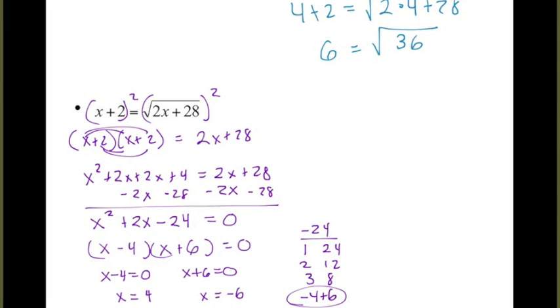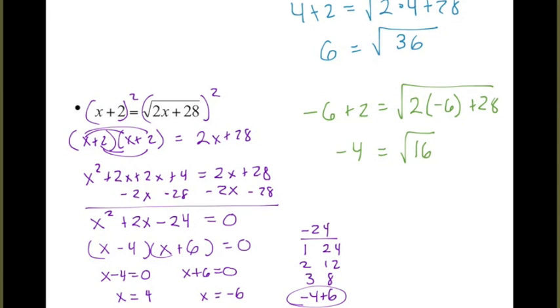If I try the other one, negative 6 plus 2 equals the square root of 2 times negative 6 plus 28. I get negative 4 equals the square root of negative 12 plus 28, which is 16. But the square root of 16 is not negative 4. The square root of 16 is 4. So that doesn't work out. So we get just one solution then. Questions?